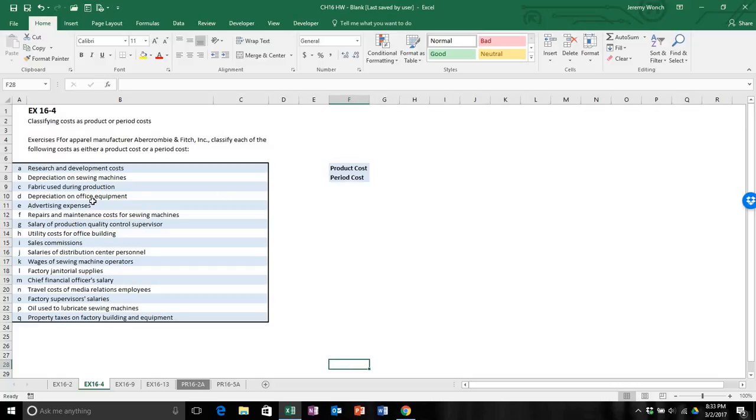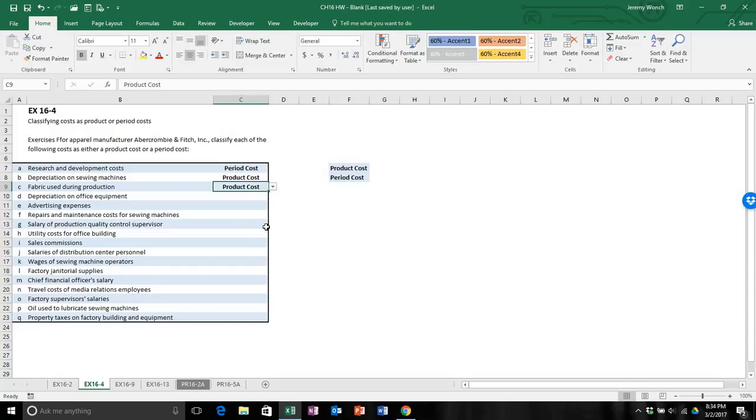So if we go down and take a look at these, so research and development. GAAP tells us, if you remember back to your financial accounting class, R&D costs are never capitalized, and so they are going to be a period cost. Depreciation on sewing machines. Like in the problem we had before, we had a couple depreciation examples. Depreciation related to the machines in the manufacturing process is going to go to factory overhead, which is a product cost. Fabric used during production is something that goes into the product. That's going to be a product cost.